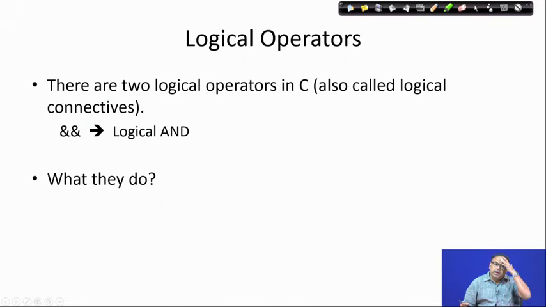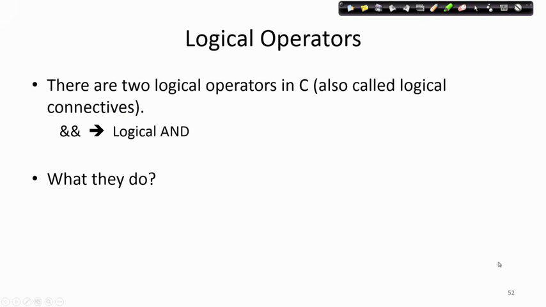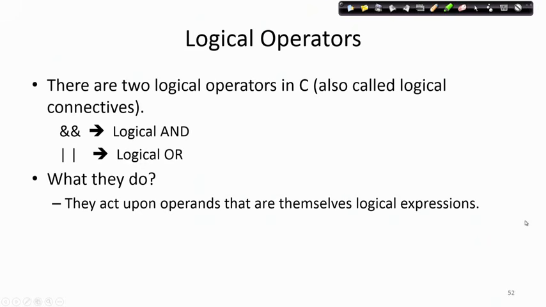There are two logical operators in C. One is logical AND and the other one is logical OR. They act upon the operands themselves, which are logical expressions.